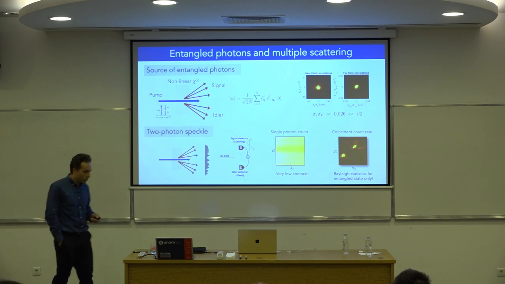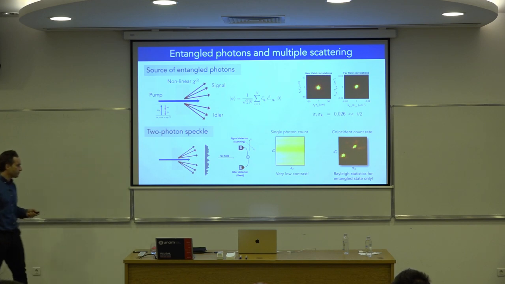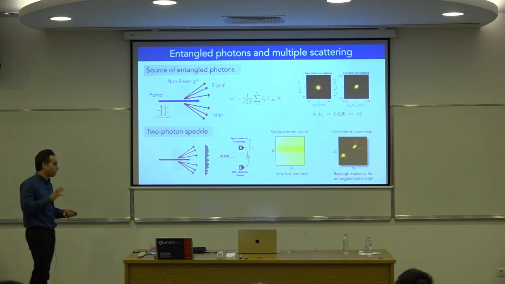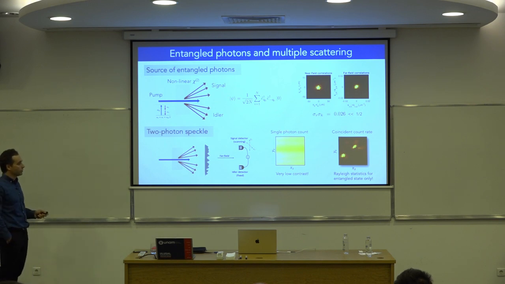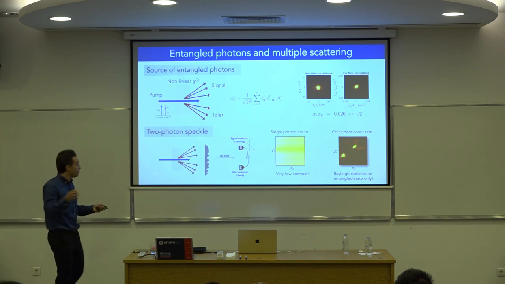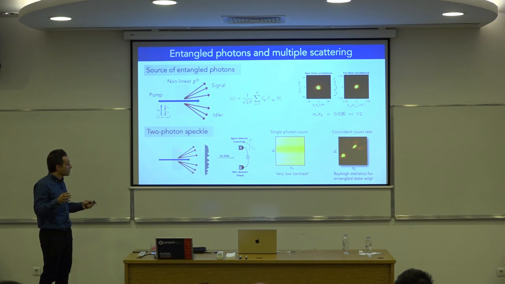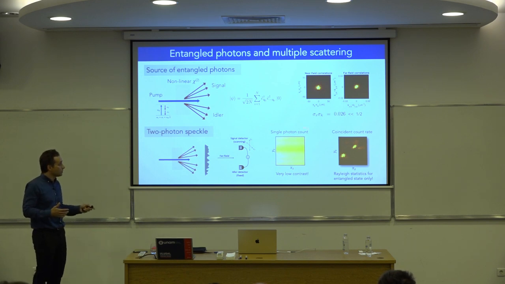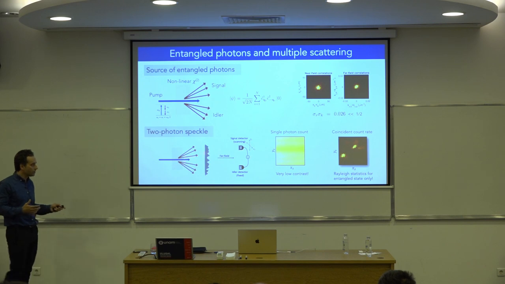So now let's see what happens when I have a complex system in front of me. I have my pairs of entangled photons, I have the scattering medium, and behind it I can do two things. I can place a camera, or more precisely, I can use a single photon detector and move it around to reconstruct an image. If you do that with classical light, if I send light which is random on a random system, I should get a speckle. So in these single photon counts, if light is classical, I should get a speckle.